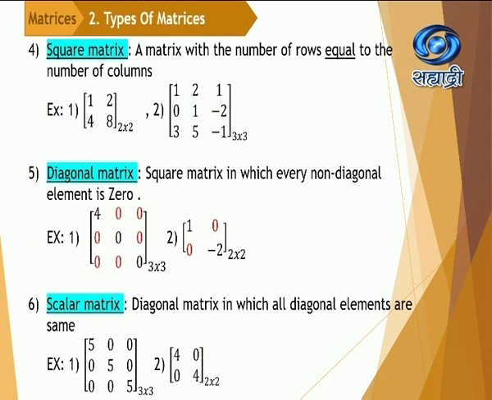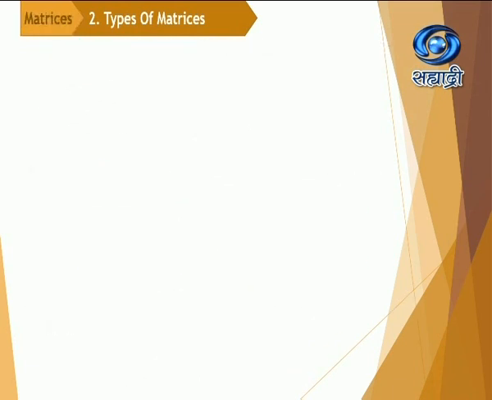So like the diagonal matrix, again here off diagonal entries are zeros and the condition is that diagonal elements should be equal: 5, 5, 5, or in a second example we have 4, 4 diagonally.